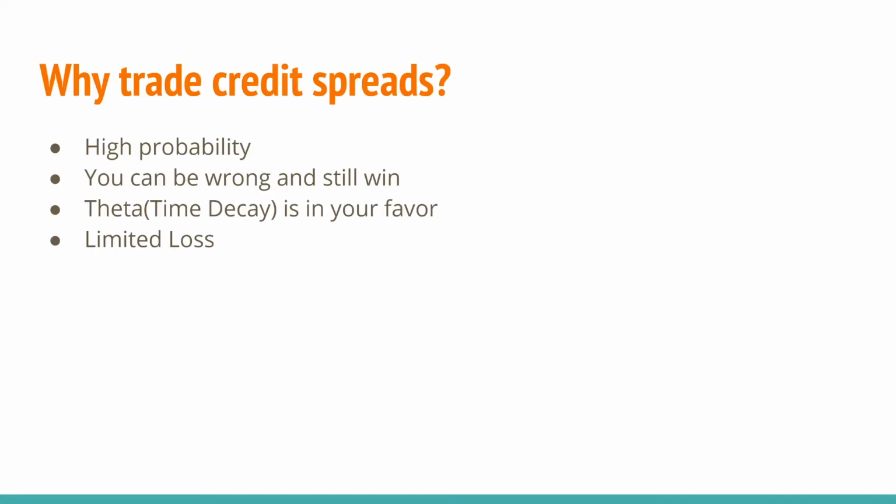Why would you trade credit spreads? Because they have a high probability. You can be wrong and still win. So let's say I wanted the stock to go up, and it goes down a little bit, but only a little bit. My initial belief was that it was going to go up, but it went down, but it didn't go down that much. So it never crossed my price at expiration. So I still won, and I still took all the money.